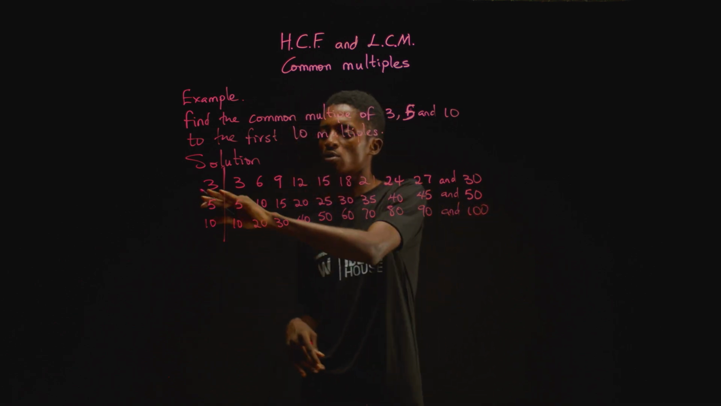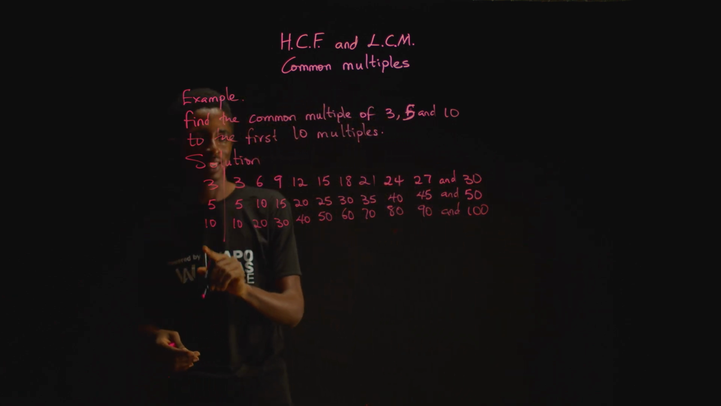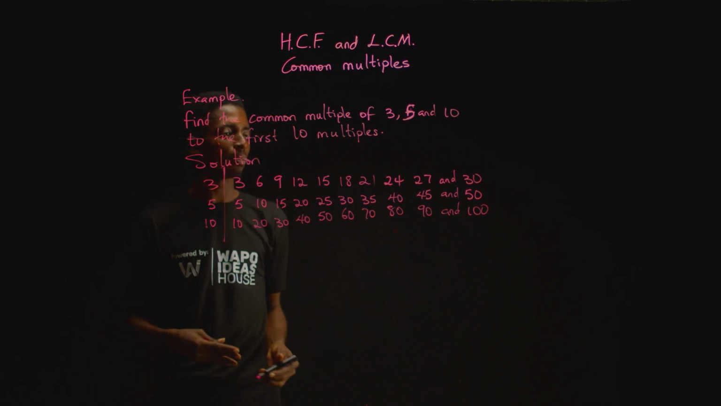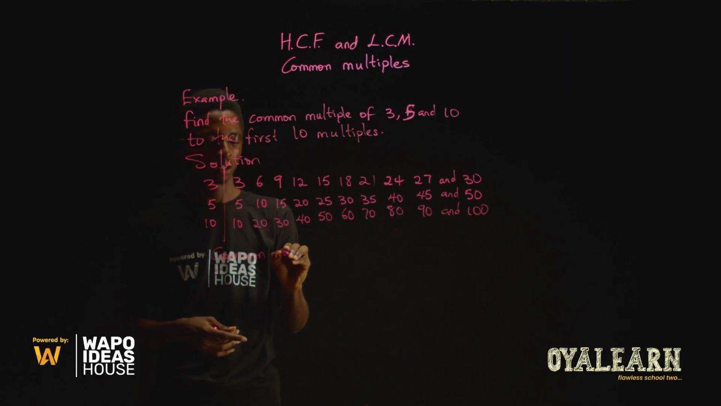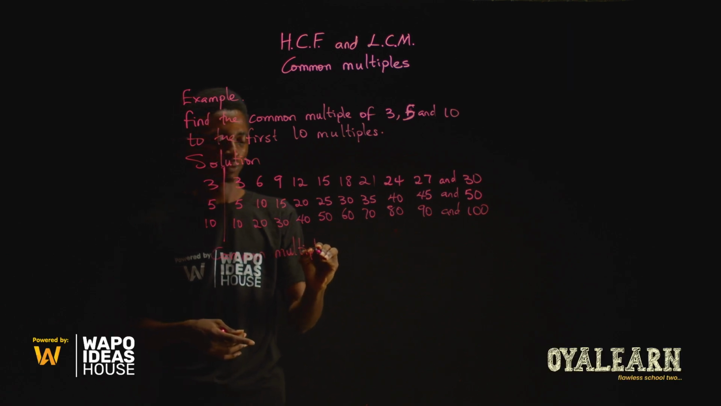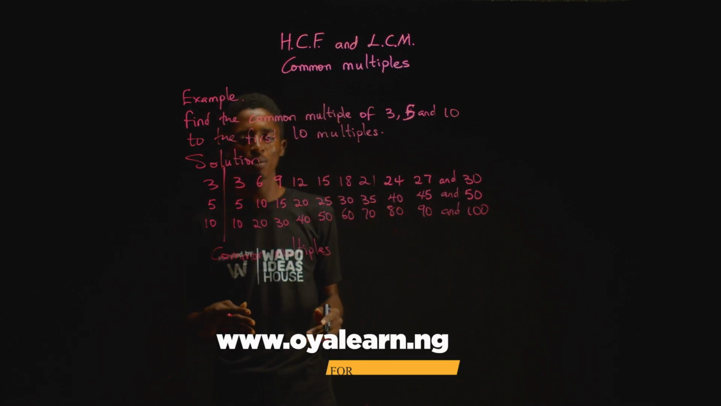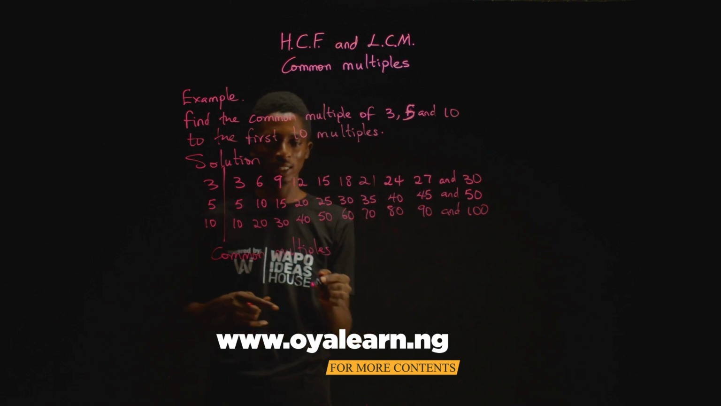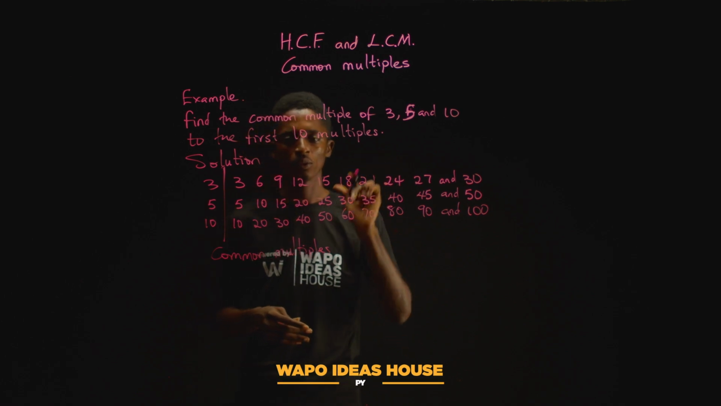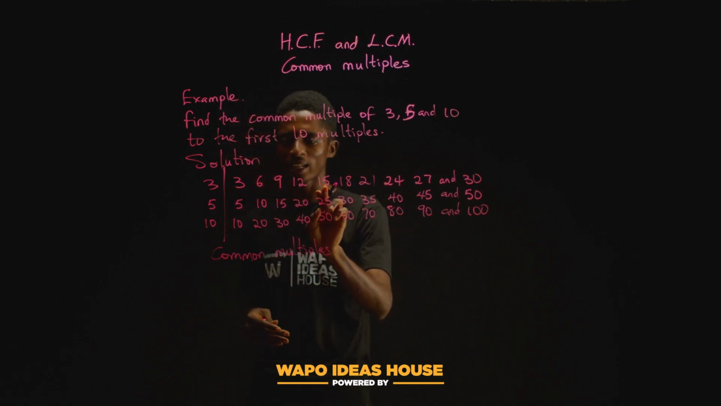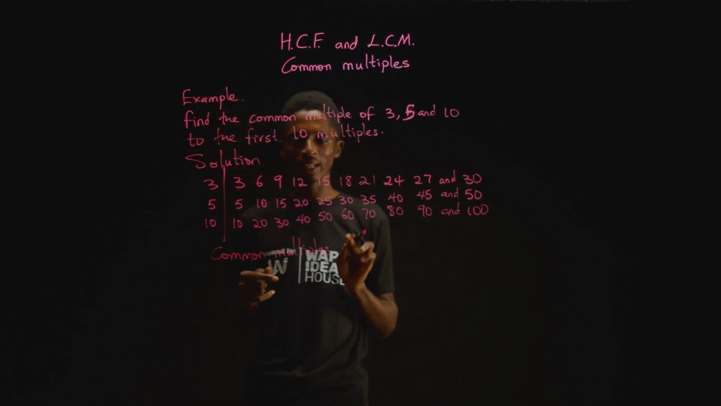What we have done now is to list out the first 10 multiples of the numbers 3, 5, and 10. Now let's find the multiples that are in common. Common multiples. If you observe here, you will see that some of these numbers show up on all cases. Like when we look at multiples of 3, you will find the number 15 here as well as 15 here, but it does not appear amongst the multiples of 10.